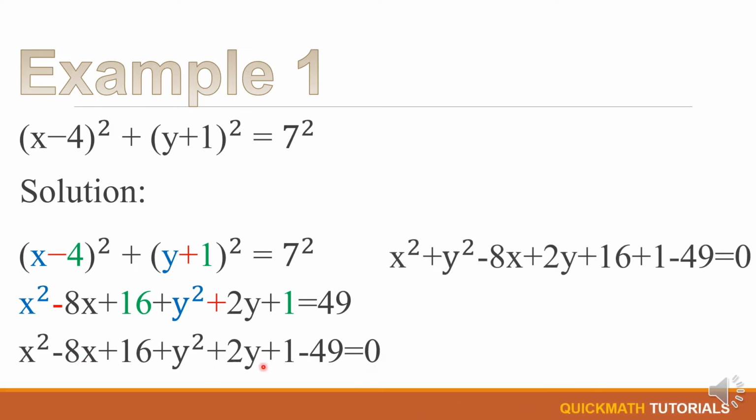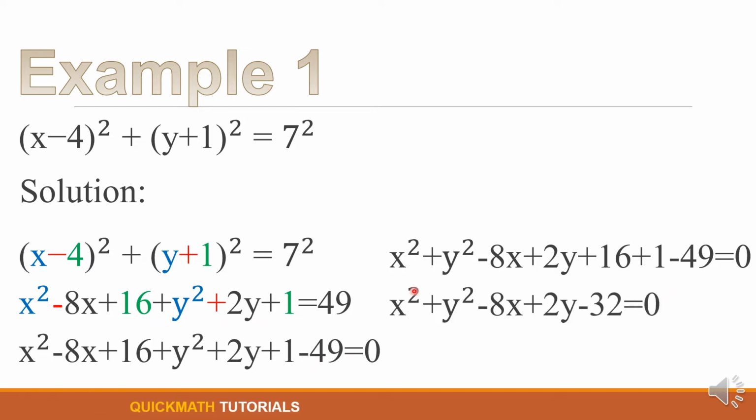Next, we will arrange this equation. So first, we have x squared. The second is the y squared. And next, we have the x variable with the exponent of 1, so we have negative 8x. And for the y, we have plus 2y. And the rest, we will just copy the constant. So we have plus 16, plus 1, and minus 49.